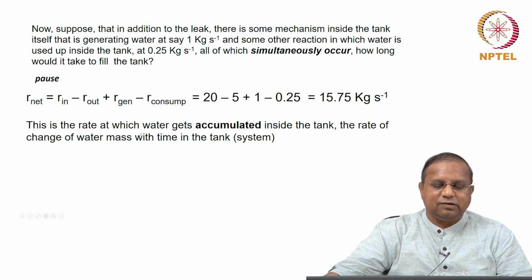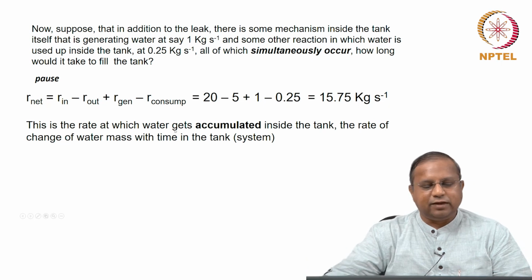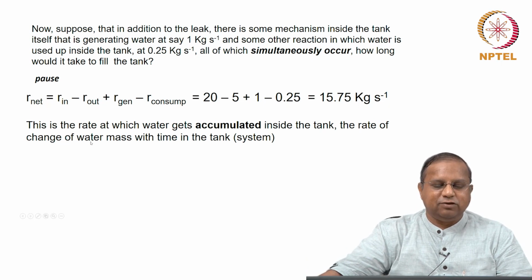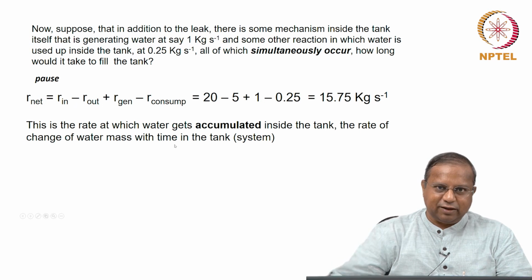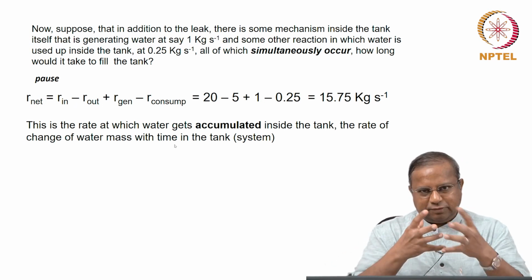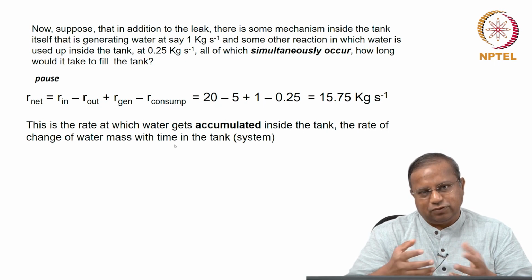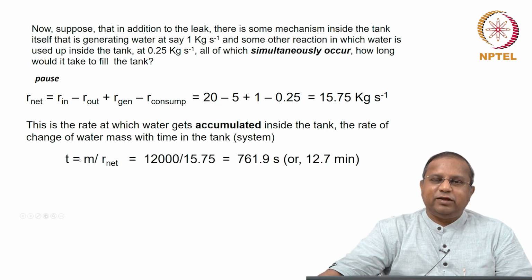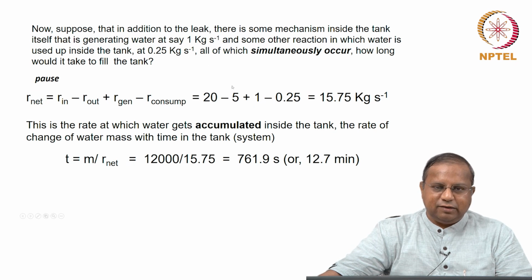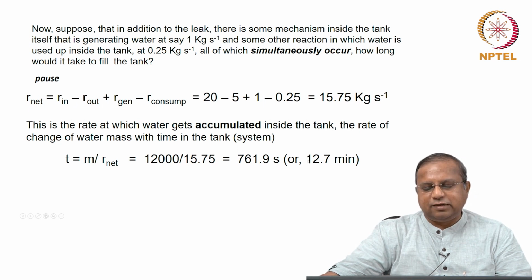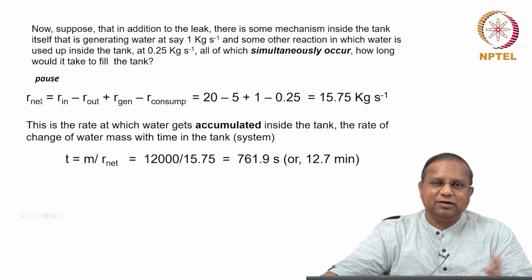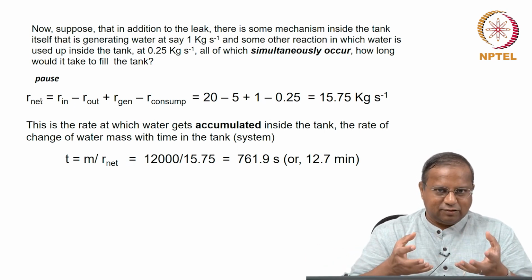So, this is the rate at which the water is getting accumulated inside the tank, and that is the rate of change of water mass with time in the tank, which we can call a system. System is something that we focus our attention on, as you would already know. Therefore, the time that it would take to fill under these conditions is mass divided by the net rate, 12,000 kgs divided by 15.75, that is 761.9 seconds or 12.7 minutes. So, the moment you focus on the rate, it becomes a simple calculation. That is the reason for us to focus on rates.